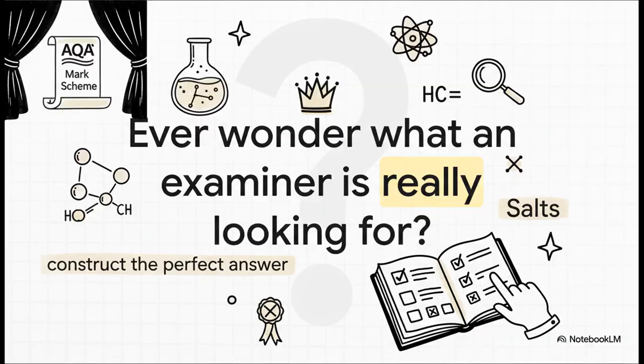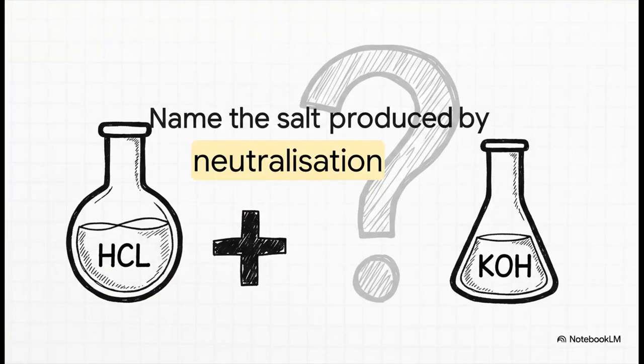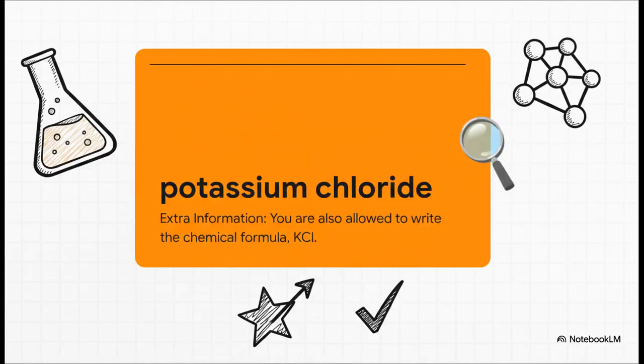Let's get into it. Okay, first up, let's dive into question 05 from the AQA higher tier paper. It all starts with something that sounds simple, naming salts. So here it is. The question wants us to name the salt you get from a classic neutralization reaction. You've got potassium hydroxide and hydrochloric acid. So what do you get when they react? And the mark scheme confirms it. The answer is potassium chloride.